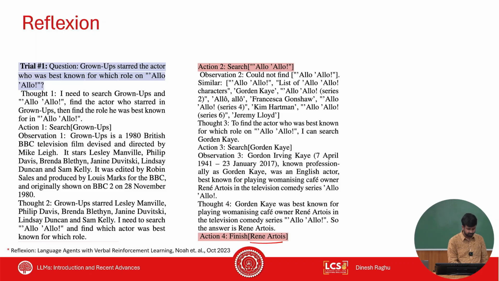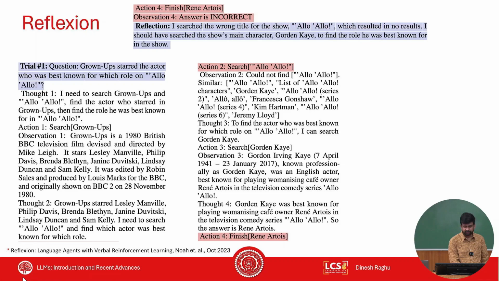But it's not. So now here is where the observation comes into the picture. Here the observation says that the answer is incorrect, right? And now an LLM is reflecting on it, saying, I searched the wrong title for the show, which resulted in no results. I should have searched the show's main characters to find the role he was best known for in the show.